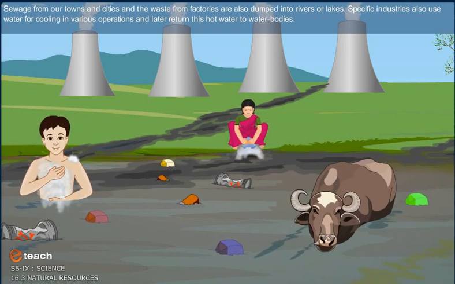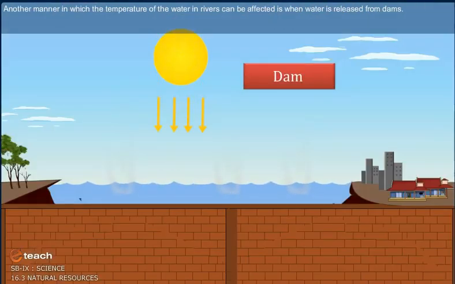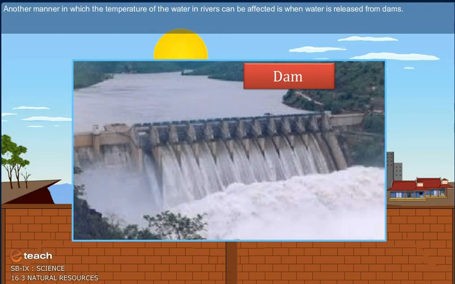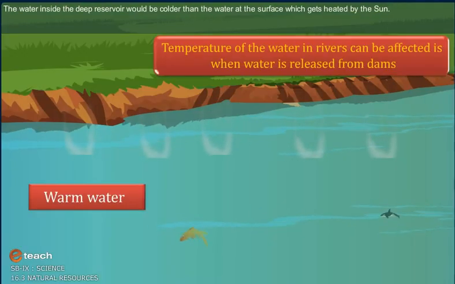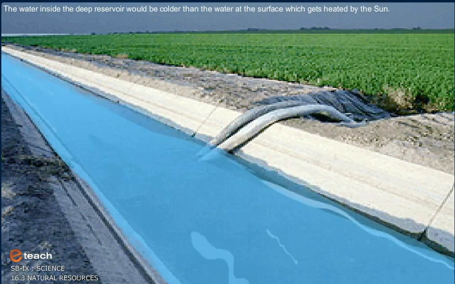Specific industries also use water for cooling in various operations and later return this hot water to water bodies. Another manner in which the temperature of the water in rivers can be affected is when water is released from dams. The water inside the deep reservoir would be colder than the water at the surface, which gets heated by the sun.